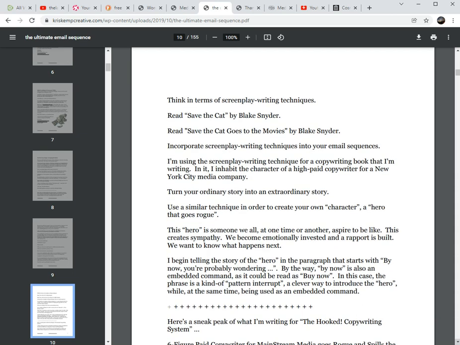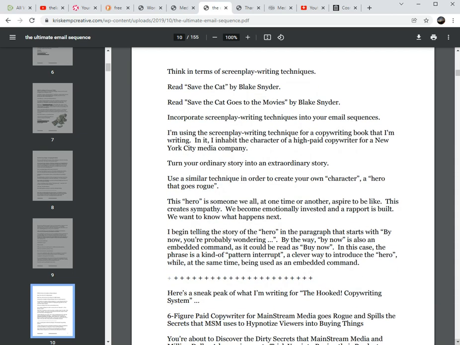Think in terms of screenplay writing techniques. Read Save the Cat by Blake Snyder. Read Save the Cat Goes to the Movies by Blake Snyder. Incorporate screenplay writing techniques into your email sequences. I'm using the screenplay writing technique for a copywriting book that I'm writing. In it, I inhabit the character of a high-paid copywriter for a New York City media company.